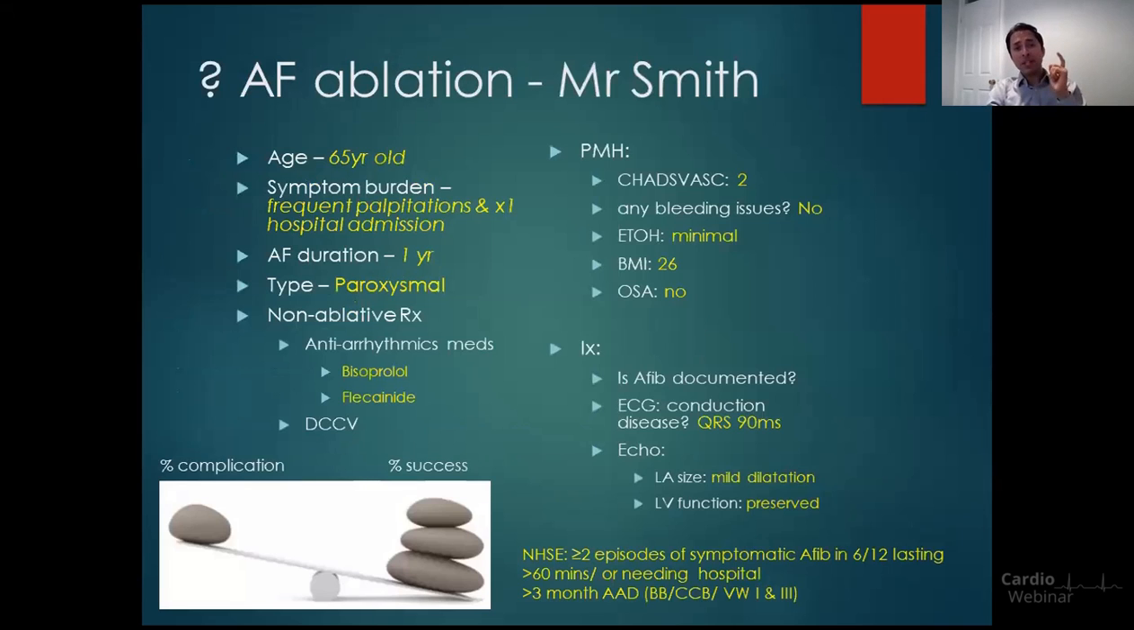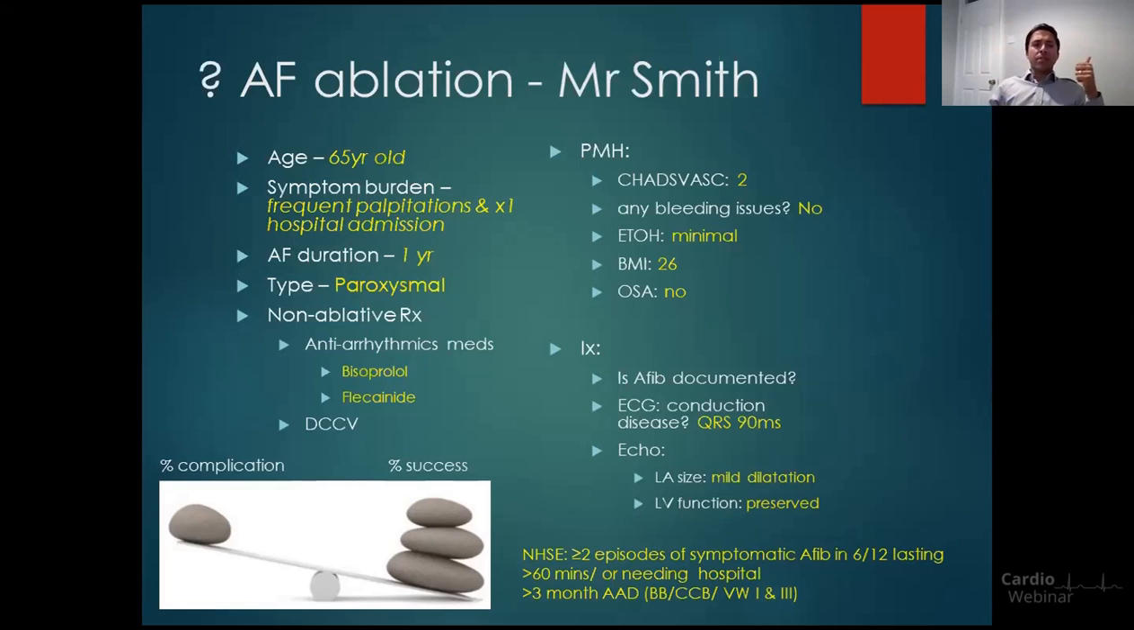Okay, so let's think about Mr. Smith. Let's apply what we've learned to him. Remember, you've now seen Mr. Smith and you are thinking about whether he should be seen by me in a clinic. Let's say he gets sent to me. What are the things that I'm thinking of when I see Mr. Smith? I'm going to tease out more data. Ultimately, I need to tease out whether the likelihood of success in offering Mr. Smith AF ablation outweighs the potential risk of complication in his procedure.